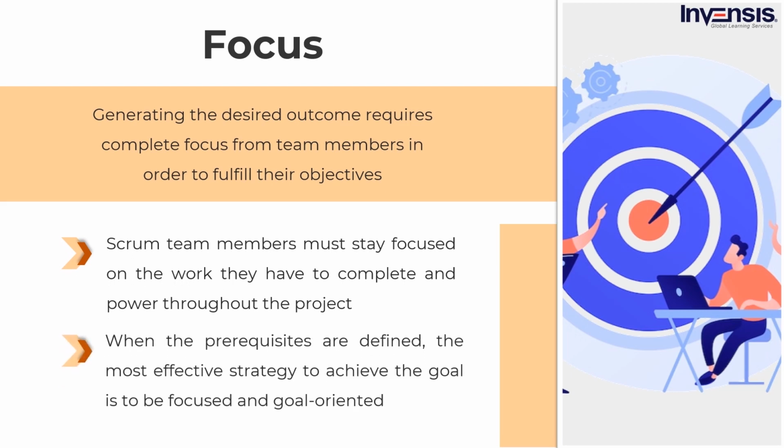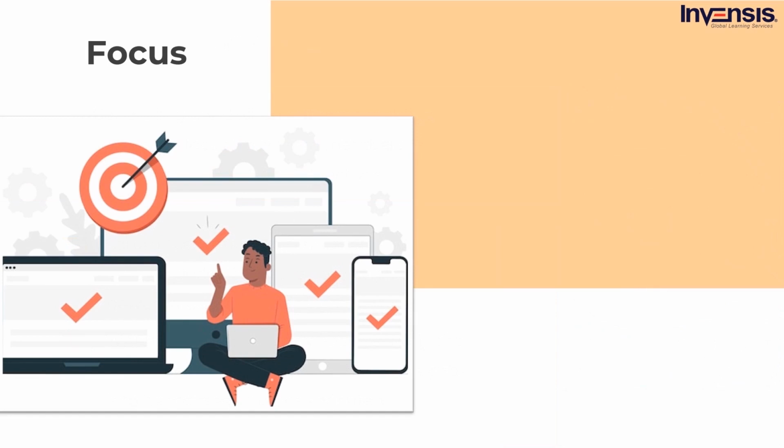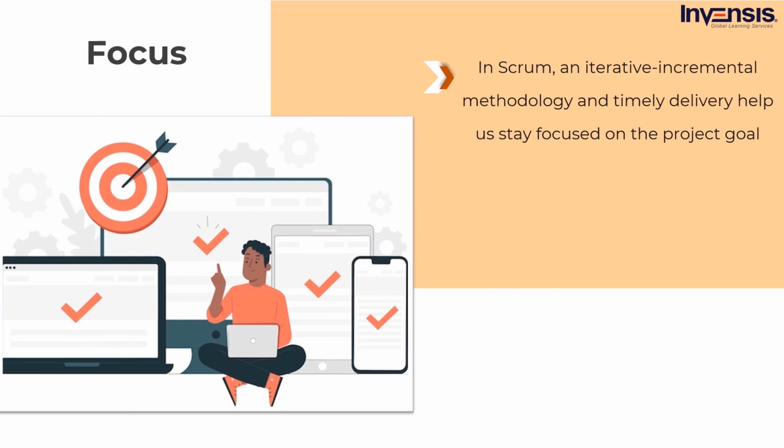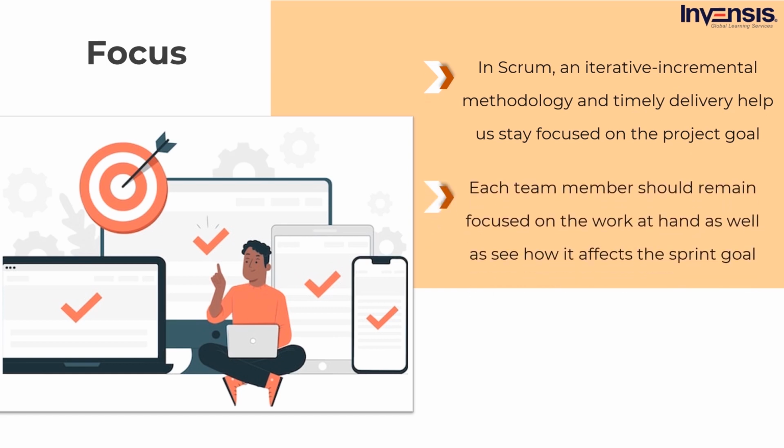When the prerequisites are defined and the objective is determined, the most effective strategy to achieve the goal is to be focused and goal-oriented. This encourages you to deliver quicker, better, and generate more results. You may reduce wastage of resources and deliver on time by focusing more on a goal. This Scrum value utilizes a reduced risk rate and offers adequate time to improve and provide the required results. In Scrum, an iterative incremental methodology and timely delivery help us stay focused on the project goal. Each team member must remain focused on the work at hand as well as how it affects the sprint goal in order to get the most out of each sprint.